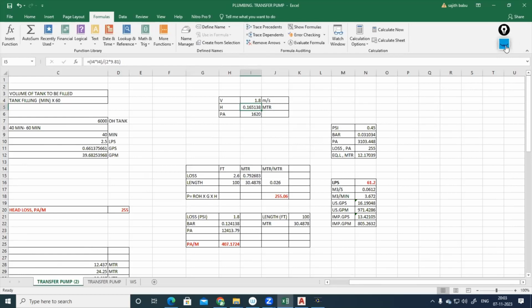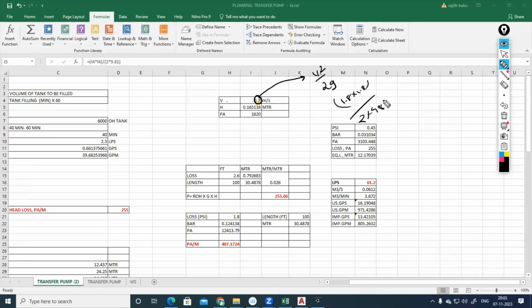Okay. So we are having an equation equivalent to 1.8 meter per second. What should be the pressure there? That is called the velocity head. We can find, if the velocity is 1.8 meter per second, the velocity pressure will be V square by 2G. V square by 2G means 1.8 into 1.8 divided by 2 into 9.81. From this calculation, you can find the velocity head in meter.